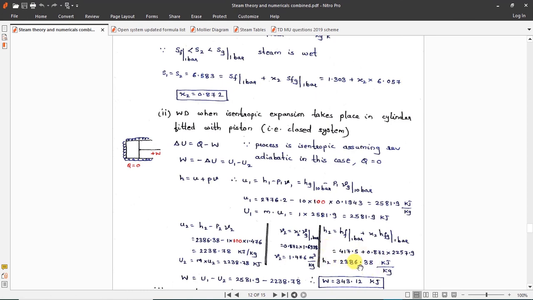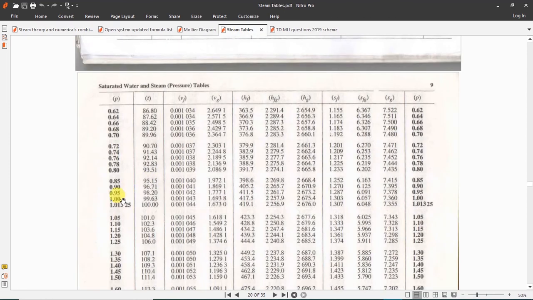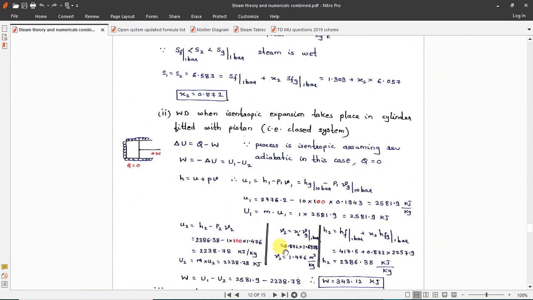This is for wet steam. Similarly, what will be this V2? It will be x2 into Vg at 1 bar. So x2 is 0.872 into Vg at 1 bar. At 1 bar, Vg is 1.6938. So you will get V2. Now, what will be u2? This will be H2, which we calculated, minus pressure. Don't forget again to convert this pressure, 1 bar, to kilopascal, multiply by 100, into the specific volume which we calculated. So this value comes out to be 2238.78 kilojoule per kg.